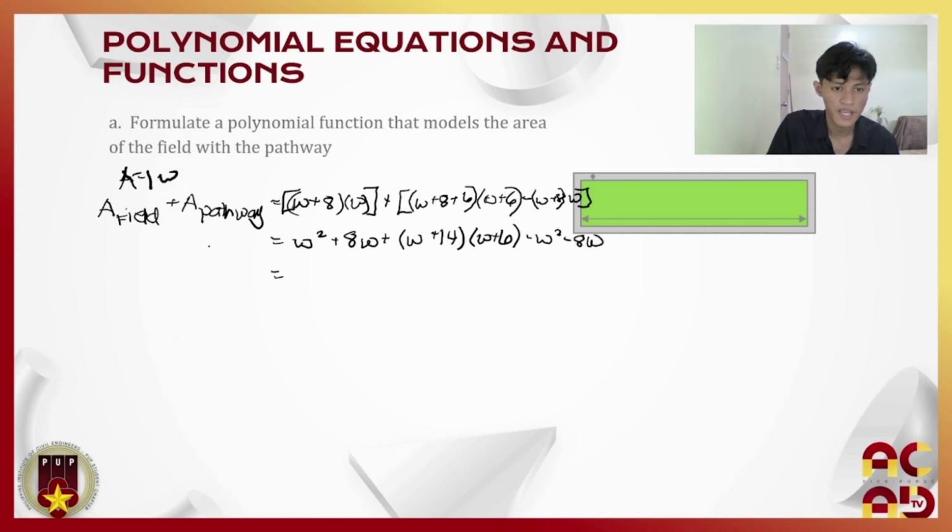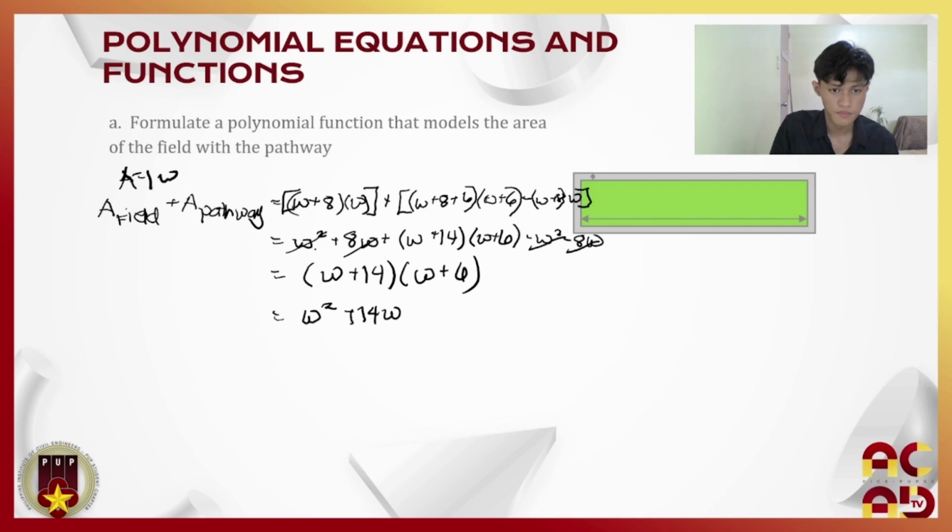And then combine like terms, we have W squared dito and negative W squared. So magiging 0. So cancel na yan. And then 8W minus 8W, we have 0 din. And copy na natin tong dalawang binomial natin. So W plus 14 times W plus 6. And then FOIL method, W times W, we have W squared. And then 14 times W, we have positive 14W.